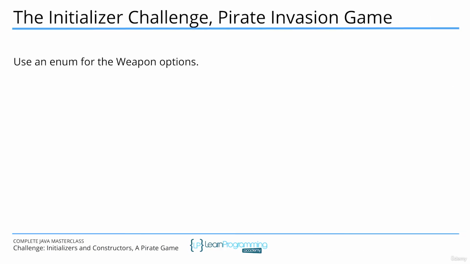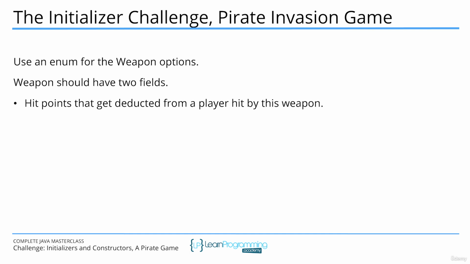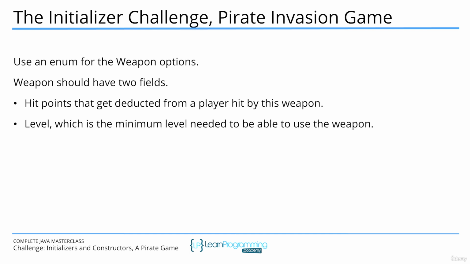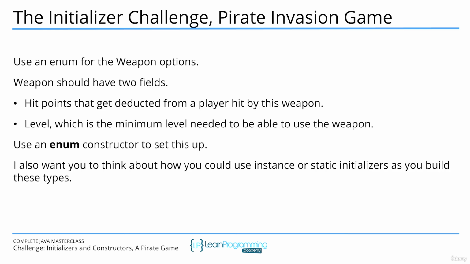Use an enum for the weapon options. Weapon should have 2 fields: hit points that get deducted from a player hit by this weapon, and level, which is the minimum level needed to be able to use the weapon. Use an enum constructor to set this up. I also want you to think about how you could use instance or static initializers as you build these types.